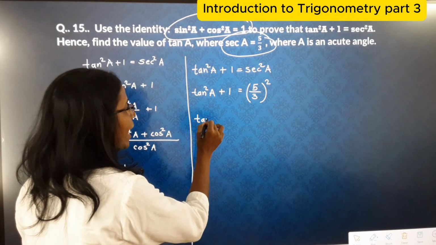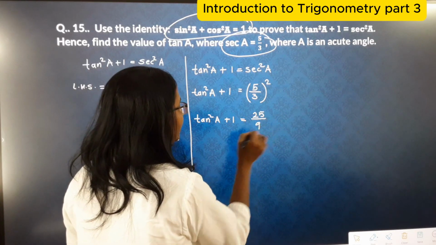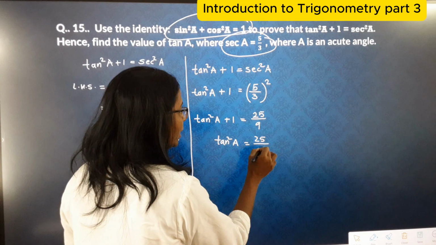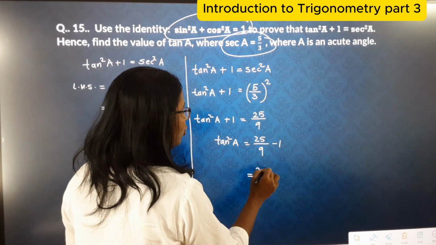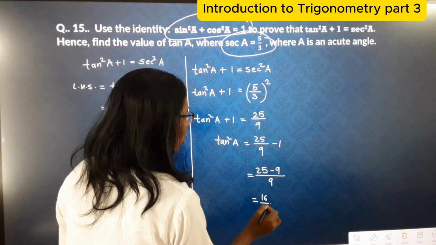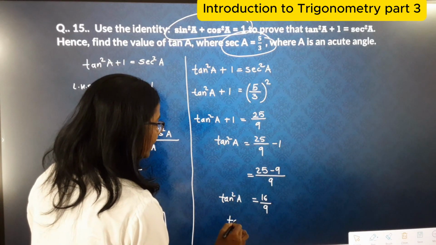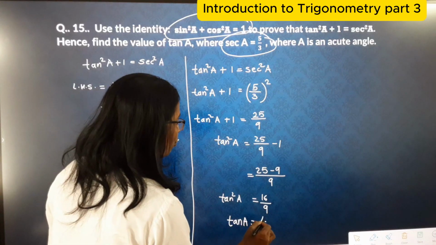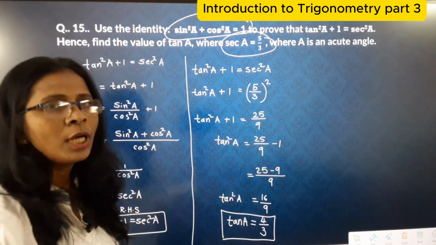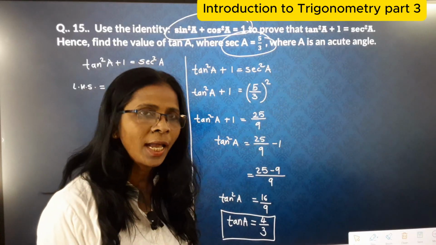So now here tan square A plus 1 is equal to 25 upon 9, and that means tan square A is equal to 25 upon 9 minus 1, that means 25 minus 9 upon 9, and that means 16 upon 9. So here the value of tan A is equal to 4 upon 3. So here tan A is equal to 4 upon 3. Okay, and A is an acute angle.